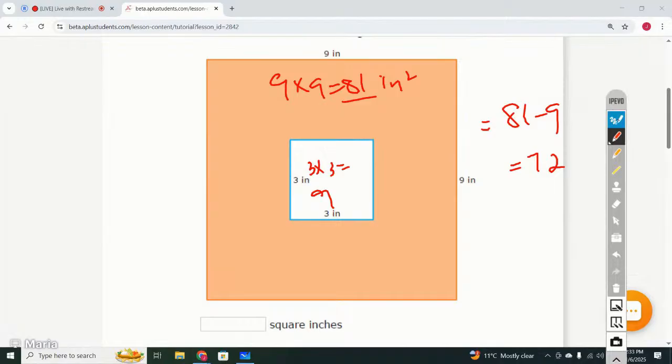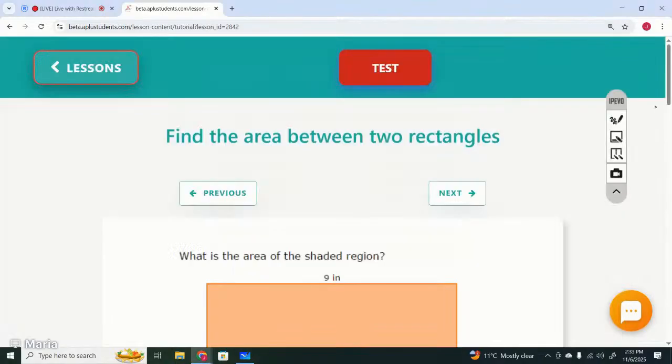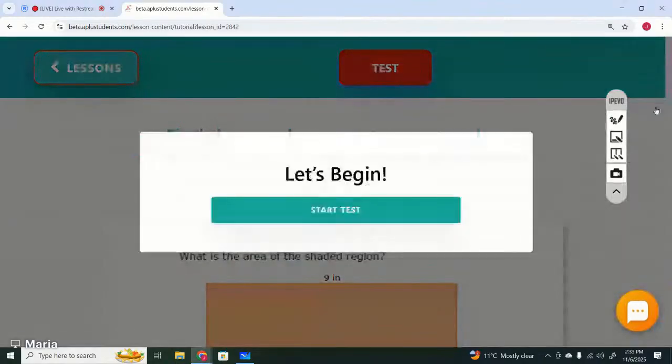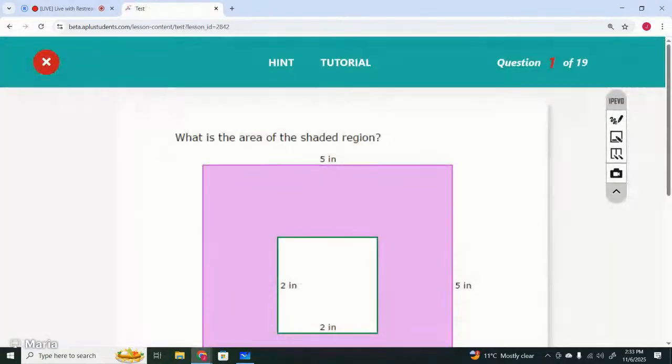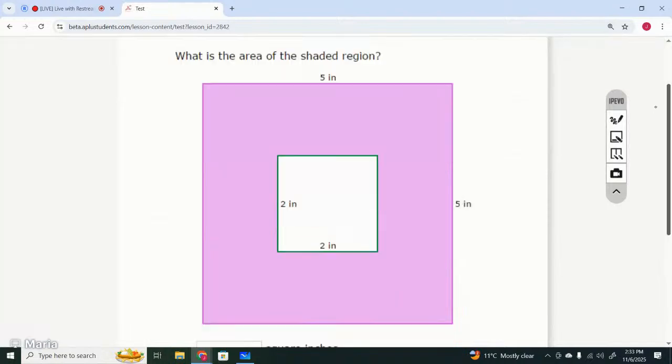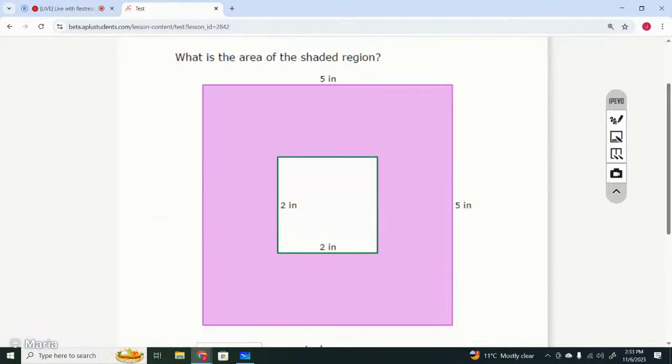Let's just start with the test questions. You need to calculate the area of the wall only. Window is not included, right? Calculate the area of wall and then area of window, then subtract them. You can have the area of the wall only. Got it? What is the area of the shaded region?